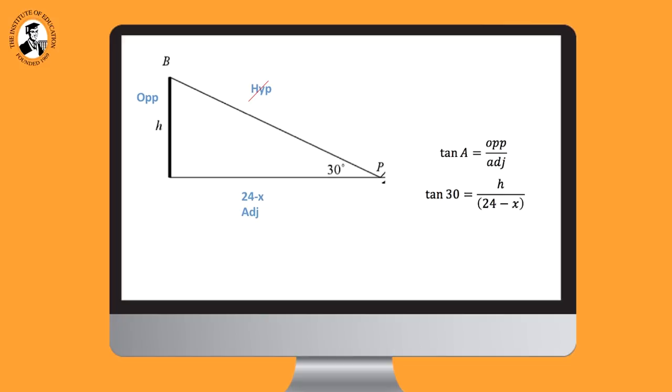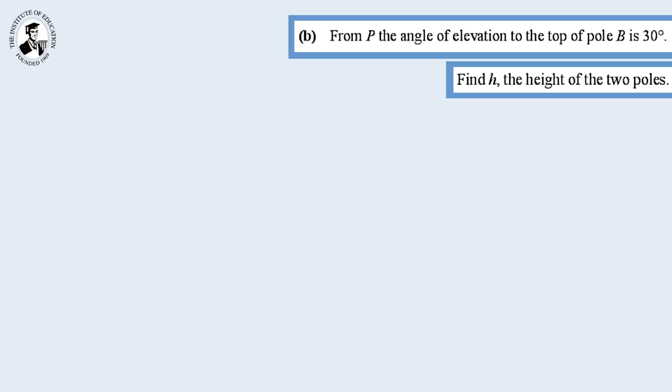So tan A is equal to opposite over adjacent. The angle is 30 degrees, the opposite is h, and the adjacent is 24 minus x. On the right hand side of this equation, h is being divided by 24 minus x, so if I move it to the left hand side, 24 minus x will now multiply. Again, a little bit of clever calculator work shows me that the tan of 30 is equal to 1 over root 3, and I've found another way of expressing h in terms of x.